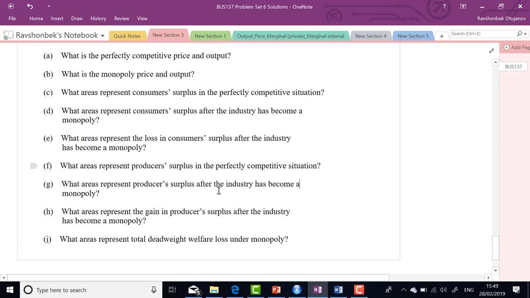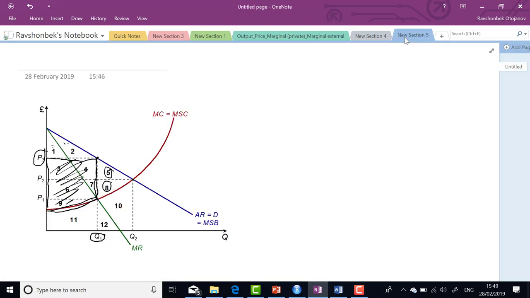What areas represent total deadweight loss? In this case, welfare loss under monopoly. Guys, look at that. Which two areas here are deadweight? Deadweight welfare loss means no one is capturing them. No one benefits from them. 5 and 8. 5 is a loss from consumers. They lost it alongside 3, 4, but it's not captured by the producer surplus. 8 is the loss to the producer, but they gained by capturing 3, 4, more than they lost. So 5 and 8 as a result are deadweight loss.